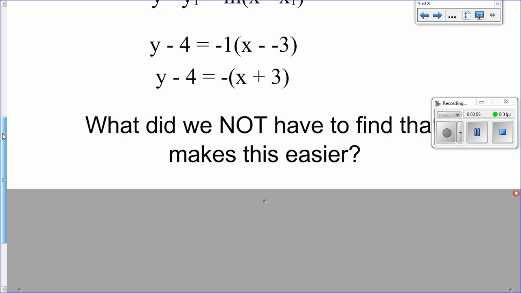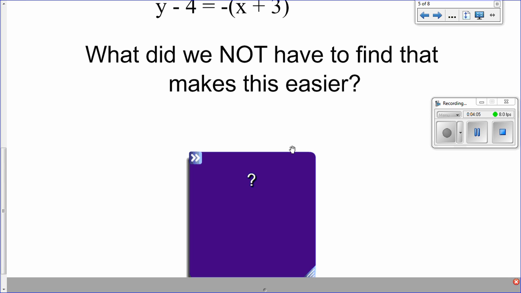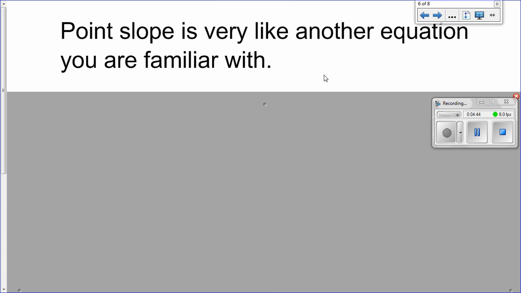What did we not have to find that makes this easier? Were you able to come up with it yet? We didn't have to figure out what b was, the y-intercept. If we were writing this equation in slope-intercept form, we'd have to first find our slope, which is what we did in the first few steps. Then we'd have to take the slope, put it into y equals whatever our slope number was, in this case negative 1 times x plus b. We'd then have to take one of the points and plug it in for our x and our y and solve for b. So this does make it a little bit easier.